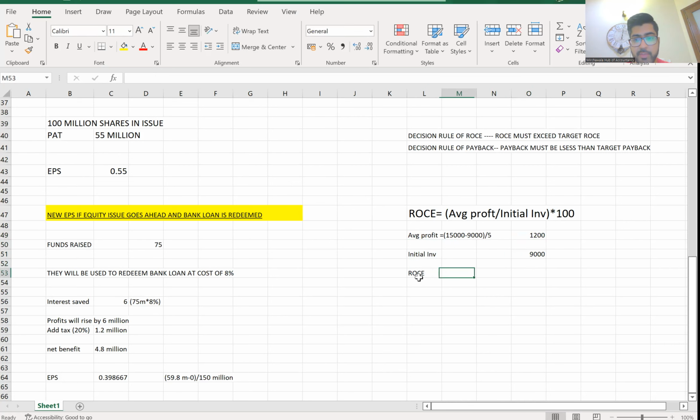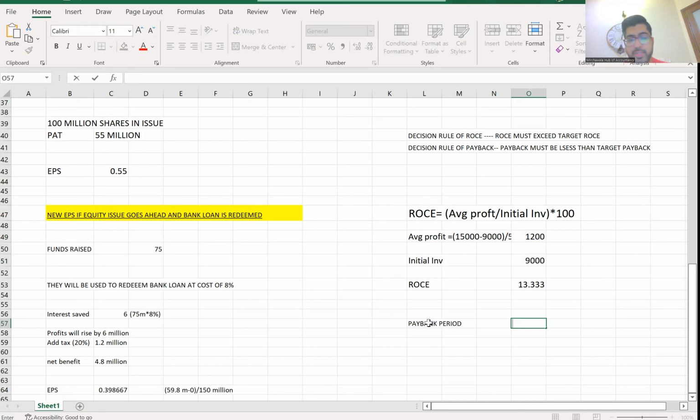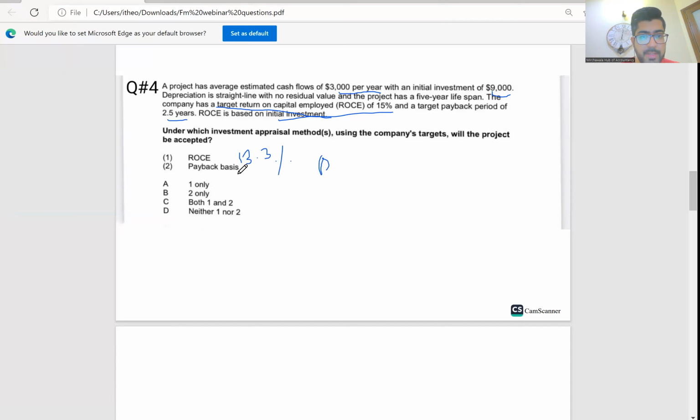Okay, and when you talk about payback period, it's very simple. 9,000 is the investment and you're getting 3,000 each year. So payback is 3 years. Now the payback period is 3 years and ROS is 13.33%.